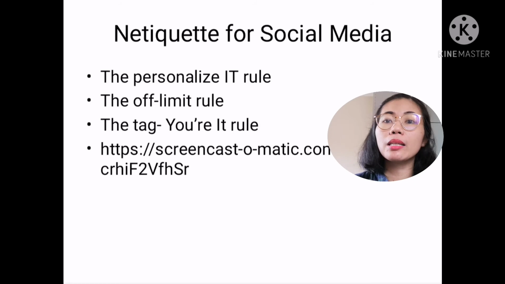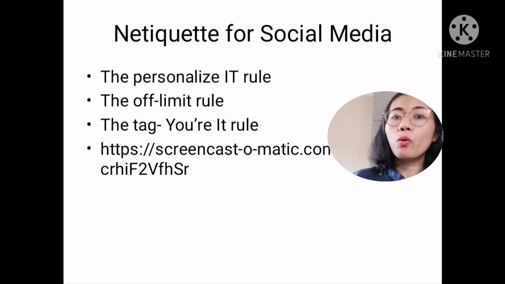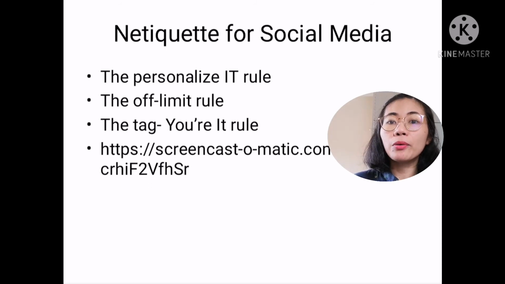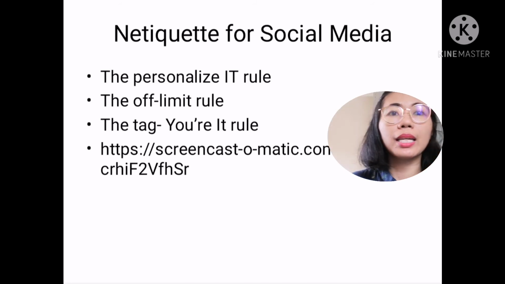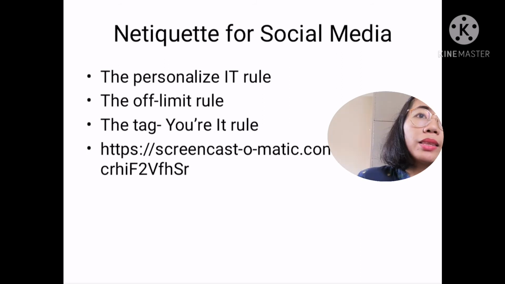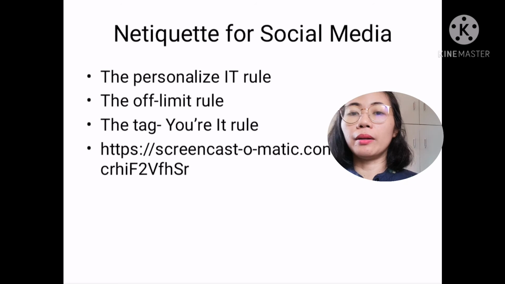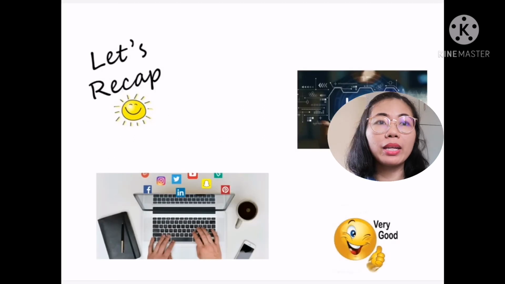Then we have the netiquette for using social media. We need to have the personal rule. What does it mean? We need to know first who we are going to confirm on our social media site. Then there is the off-limit rule. We need to find our settings on our social media so that only people that are our friends, people that you know, can tag you in recent pictures and videos. That is how we have our netiquette for social media in order to protect our privacy.